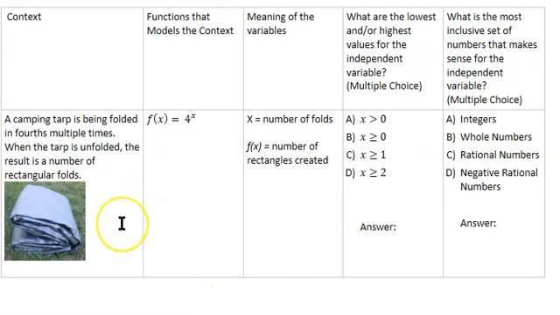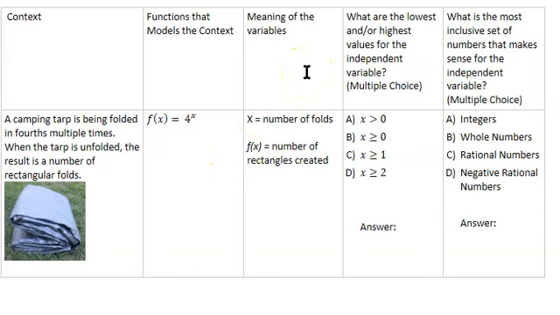So let's take a look at this scenario. A camping tarp is being folded in fourths multiple times. When the tarp is unfolded, the result is a number of rectangular folds. Functions that model this context. So in this example, f of x equals 4 to the x would be the equation. The meaning of the variables would be that x is, in this equation, the number of folds that you're actually doing, and the output, f of x, is the number of rectangles that is created.